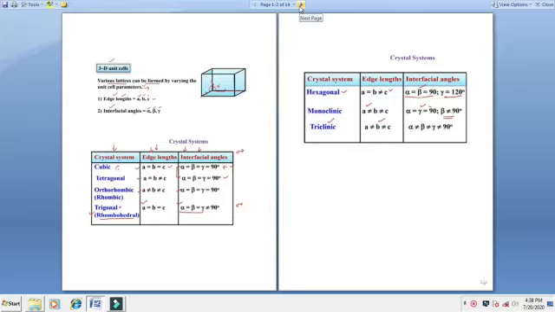What are the parameters? There are two basic parameters. First is edge length. See, there are three axes, x, y and z axis in 3 dimensions. So there are three lengths also, a, b and c. And the second parameter is interfacial angles, that is alpha, beta and gamma. Alpha is the angle opposite a, beta is the angle opposite b, and gamma is the angle opposite side c.